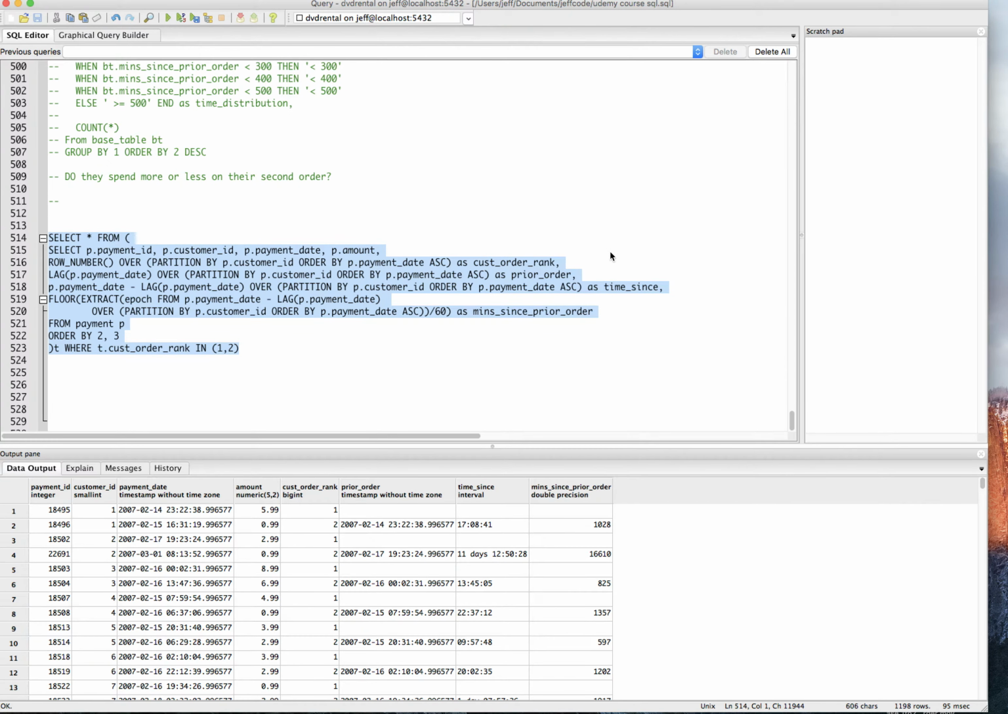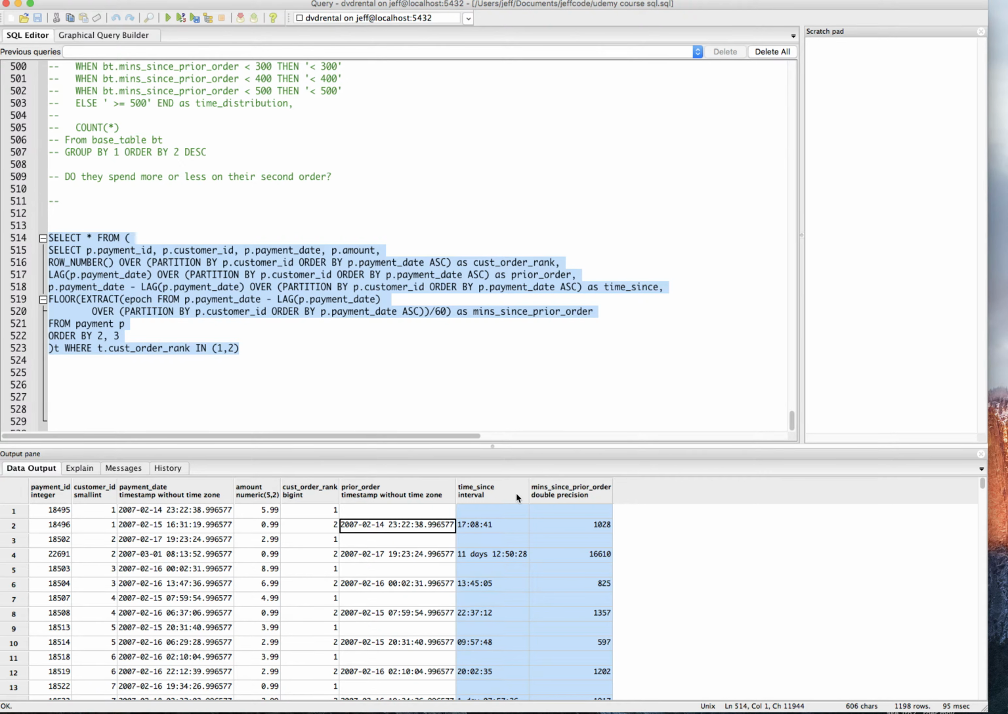And you can see the data that we have here. We have the payment ID, the customer ID, the date, the amount, whether it was their first or second order. If it was the second, what the prior order was. We got the interval, the minutes. We talked about all that good stuff. If you don't know what I'm talking about, then watch the last video.